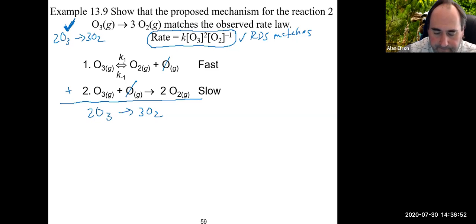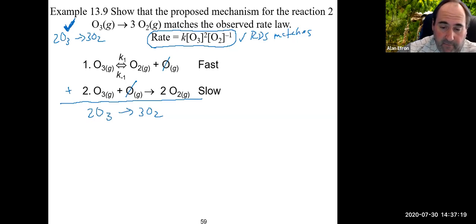So far, this is looking good in terms of being a good mechanism. The first hurdle was covered there. When we add up all the parts, it does equal the overall reaction, which is really good. Now, the second part is we need to determine: is it still a good mechanism? Does the rate determining step, the slow step, match the one that's found experimentally?